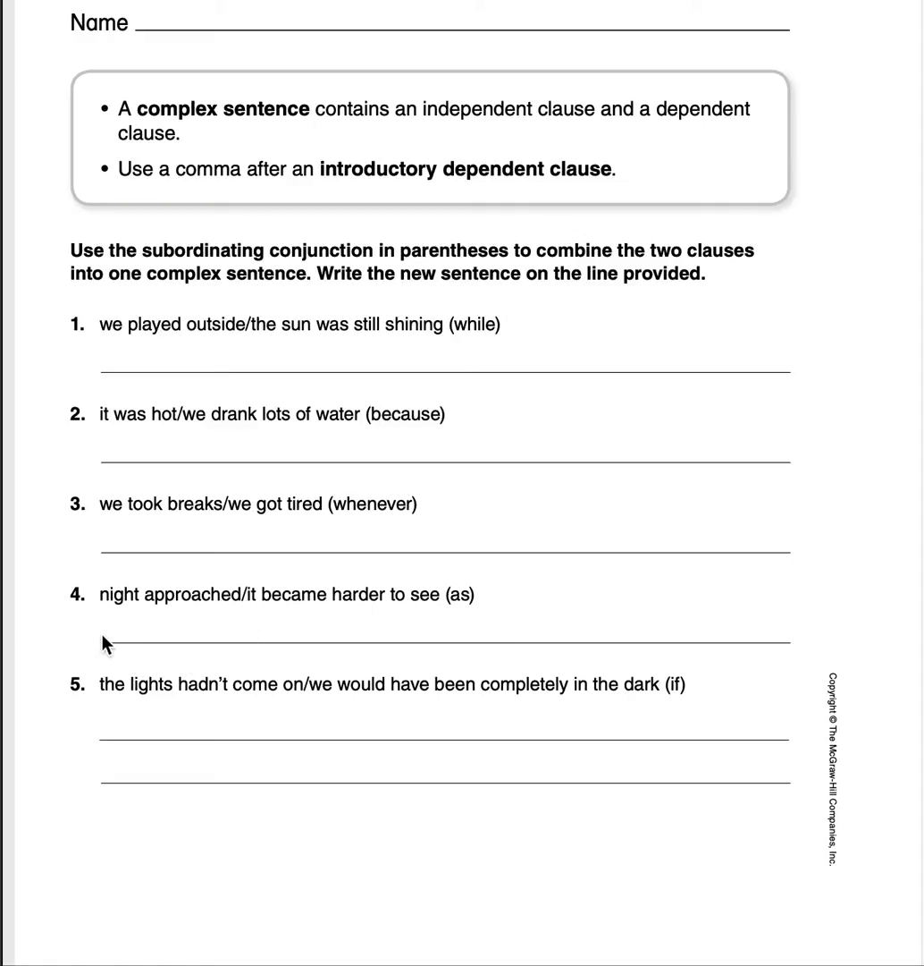So it should read, as night approached, and then we need a comma because it's a dependent clause, it became harder to see. Remember, if you use the word in the parentheses at the beginning, you're going to need a comma because it's an introductory dependent clause. If it goes in the middle, you can write it without a comma.